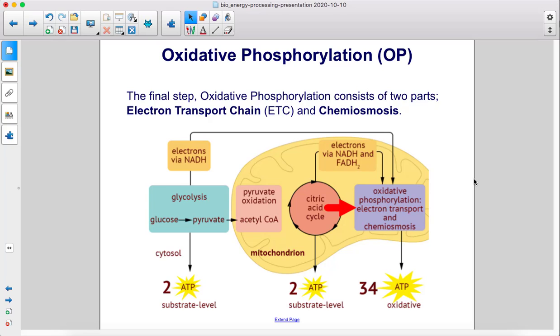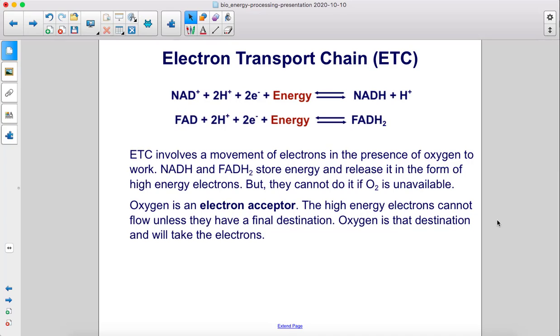The final step, oxidative phosphorylation, consists of two parts, electron transport chain and chemiosmosis. Electron transport chain involves the movement of electrons in the presence of oxygen to work. NADH and FADH2 store energy and release it in the form of high-energy electrons, but they cannot do it if O2 is unavailable. Oxygen is an electron acceptor. The high-energy electrons cannot flow unless they have a final destination. Oxygen is that destination and will take the electrons.